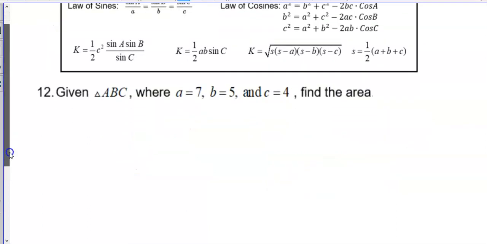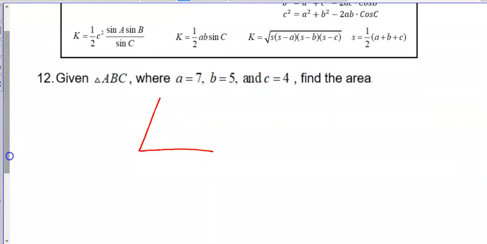Number 12, we have A, B, and C. And all we're given on this one are the sides. So we're given 7, 5, and 4. When that's the case, if you look through your area formulas, this one is going to need all 3 angles. This one is going to need 1 angle. We have no angles. So if we have no angles, we're going to have to use this one, which also means we're going to end up having to use that one there.